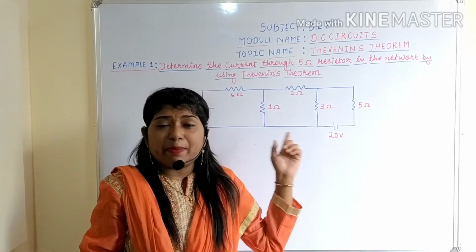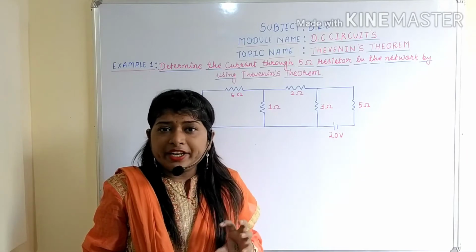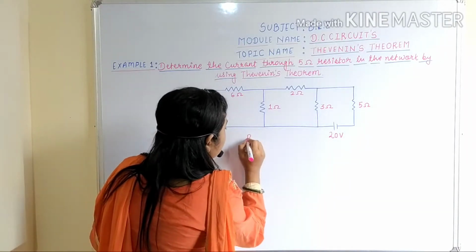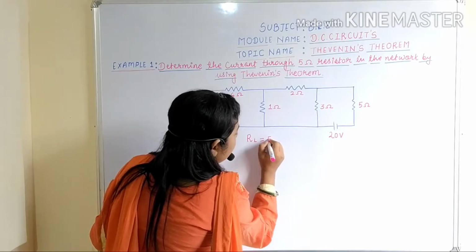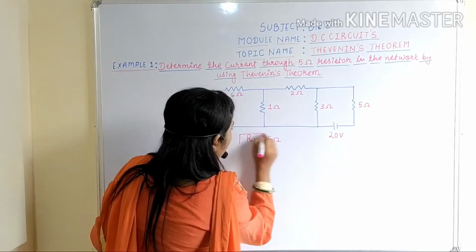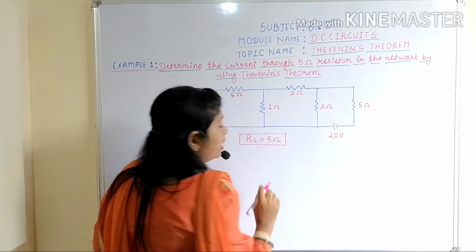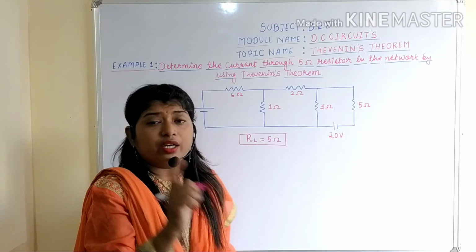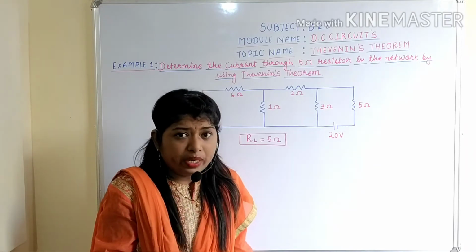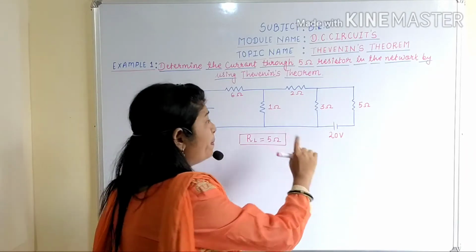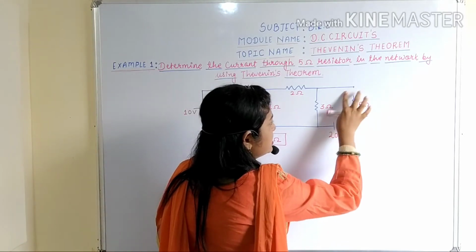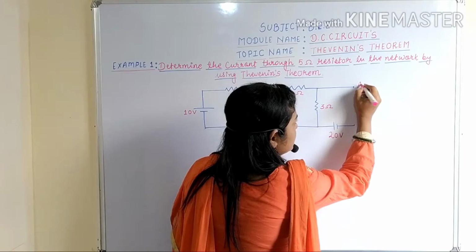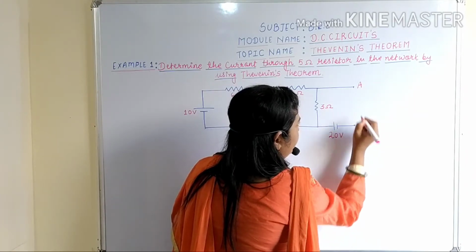As per step number 1, you have to identify the load resistor. Can you identify which one is the load resistor? Simply, RL is equal to 5 ohm. I hope you have understood step number 1. First, you need to identify the load resistor through which current is to be calculated. Then you need to replace that particular load resistor by an open circuit. Let's consider this as terminal A and terminal B.